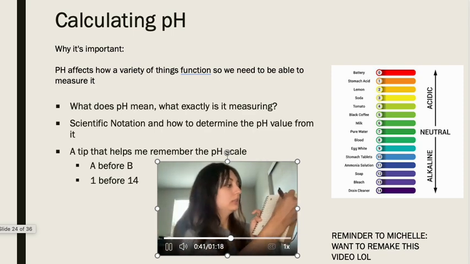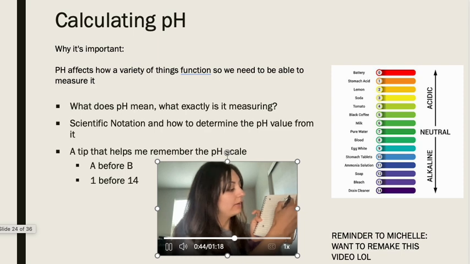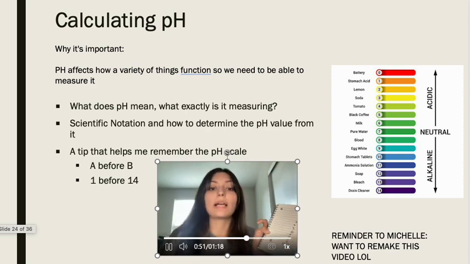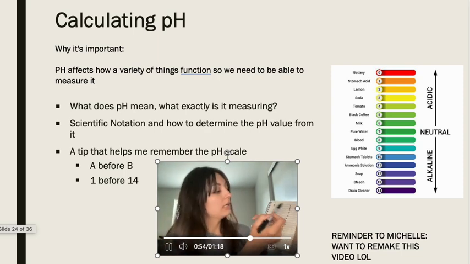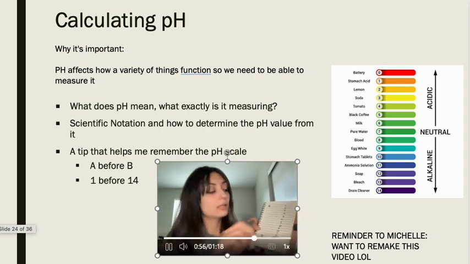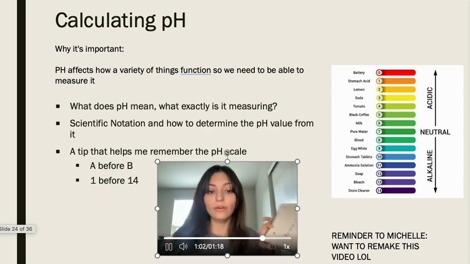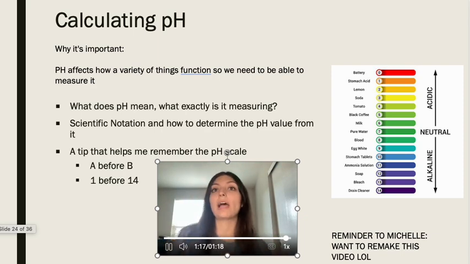And then we have 1, 2, 3, 4, 5, 6, 7, 8, 9, 10, 11, 12, 13. And then like I said, if something has a pH of 3, it's acidic because of our scale that we made, and that's how I remember how to draw out the scale. But just make sure that if you're ever unsure about what pH really means, or how to use scientific notation along with your pH values, things like that, make sure you come to one of our study sessions and ask questions.